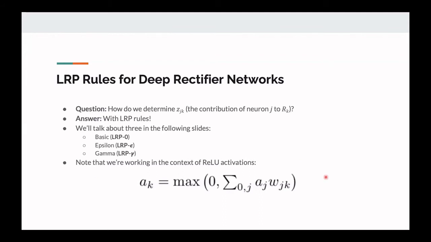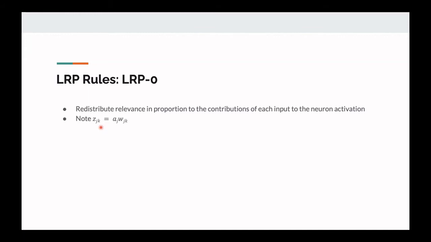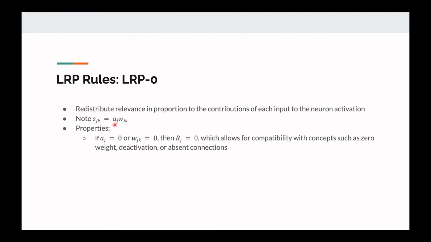This doesn't really apply to any other activation functions. So talking about the basic rule, LRP0, the idea here is just to redistribute relevance in proportion to the contributions of each neuron, or of each input to the neuron's activation. So all we're doing for this is setting that Z equal to the activations times the weights, the input to the neuron. So this has some interesting properties.